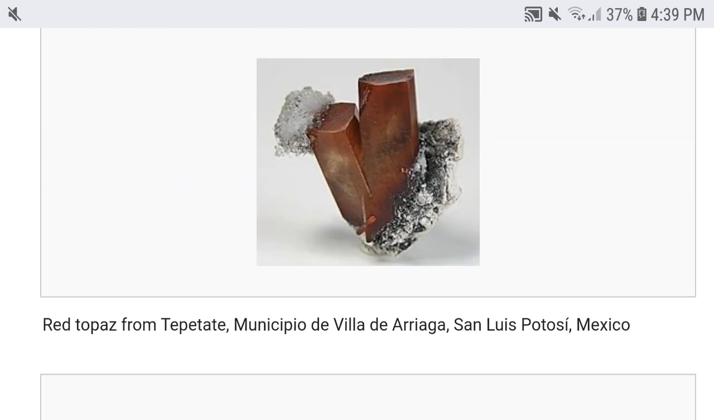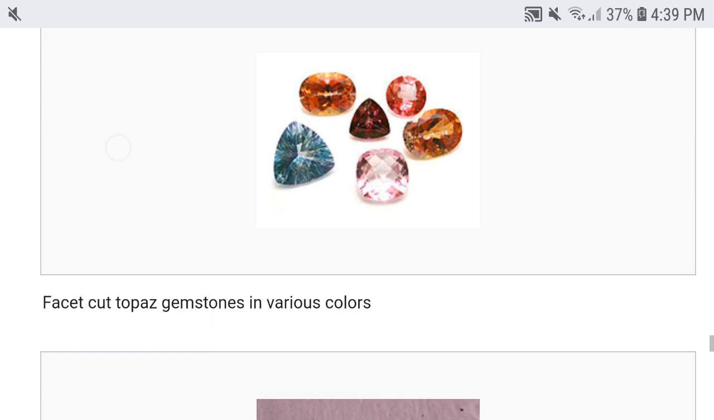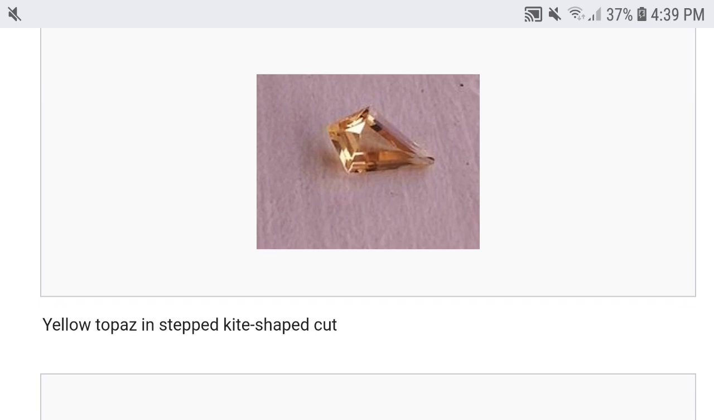Okay, this one is red topaz from Mexico. This one is facet cut topaz gemstones in various colors. I see. And then this one is a yellow topaz in a step kite shaped cut. Okay, it looks like a diamond, but one of the points got elongated, so it kind of looks like a kite, I guess.